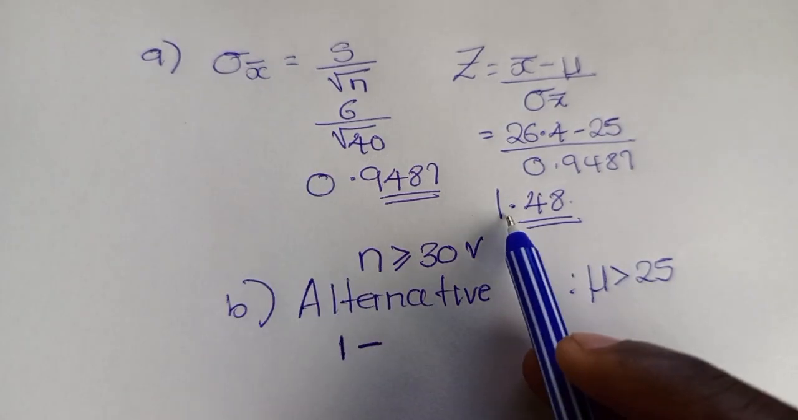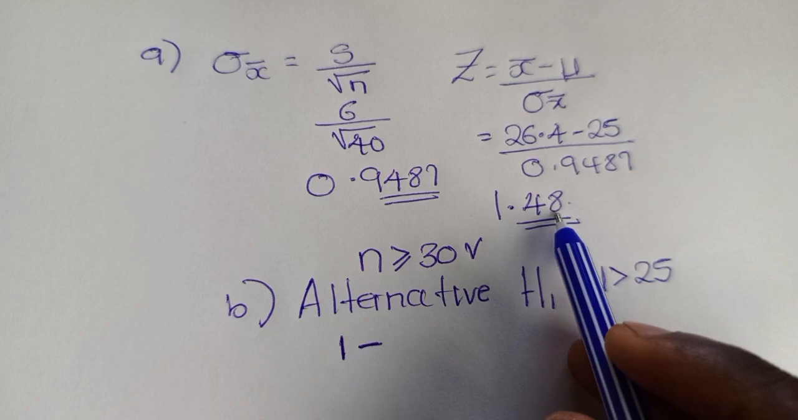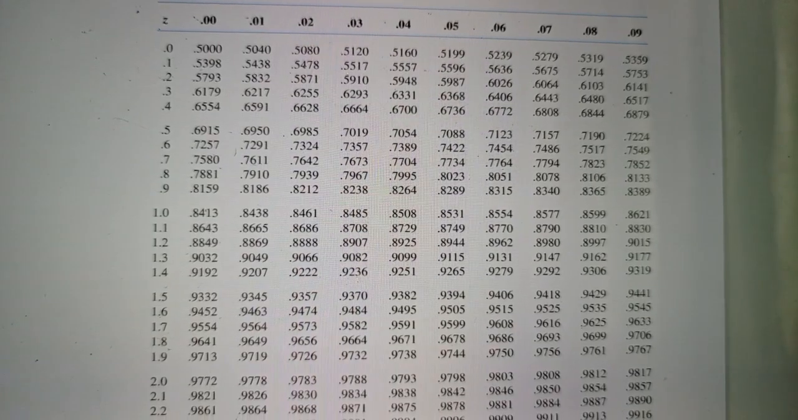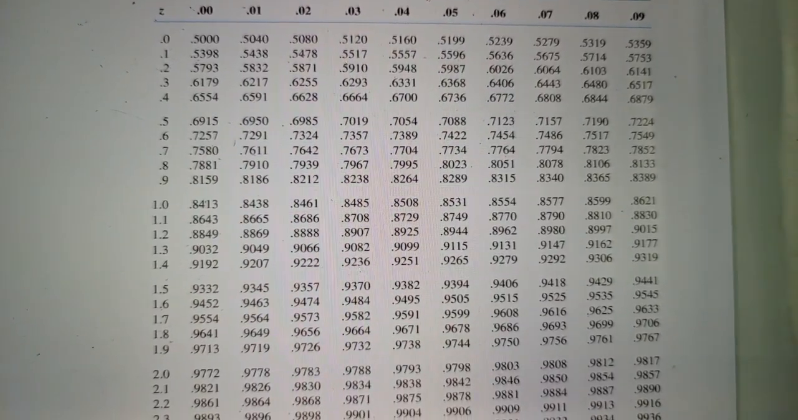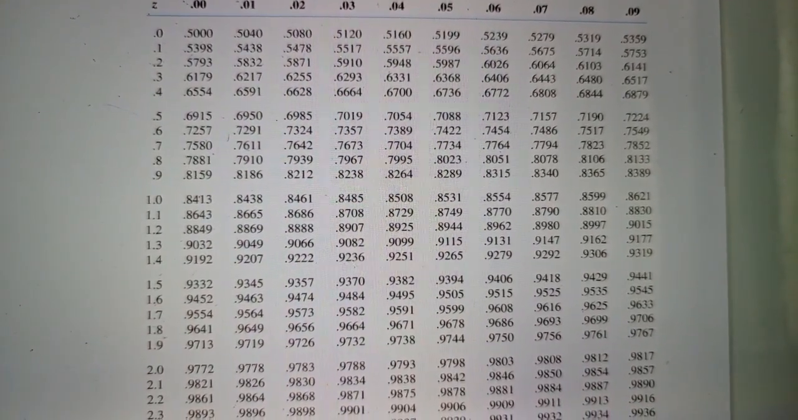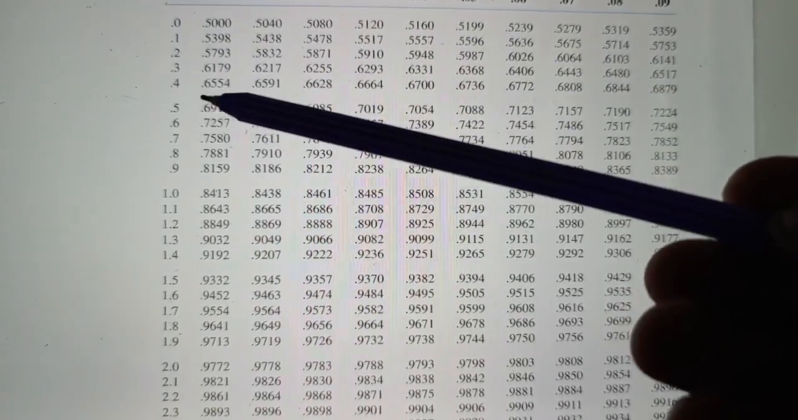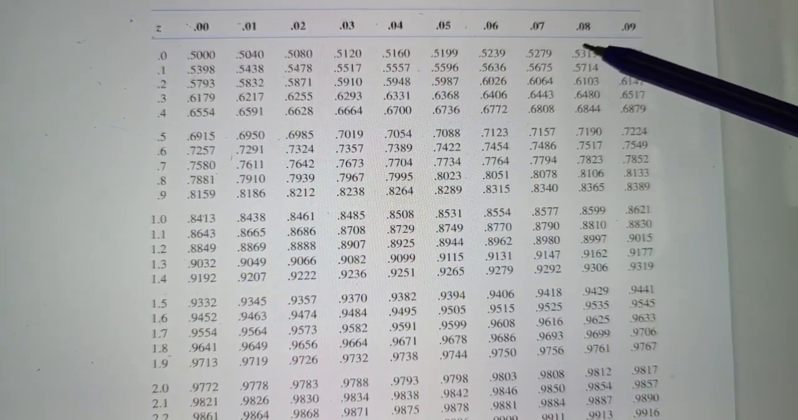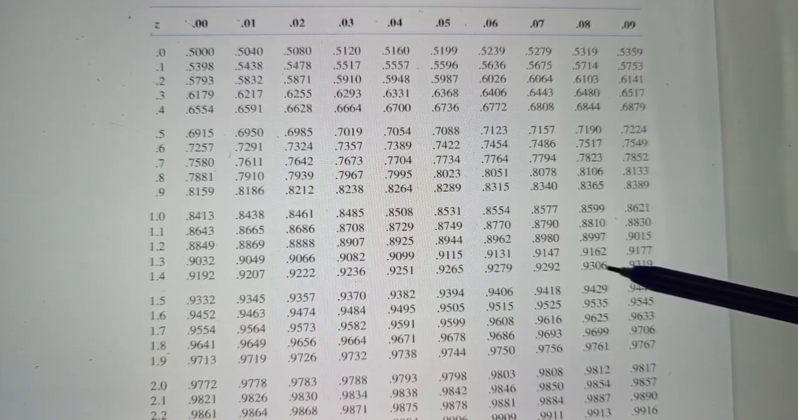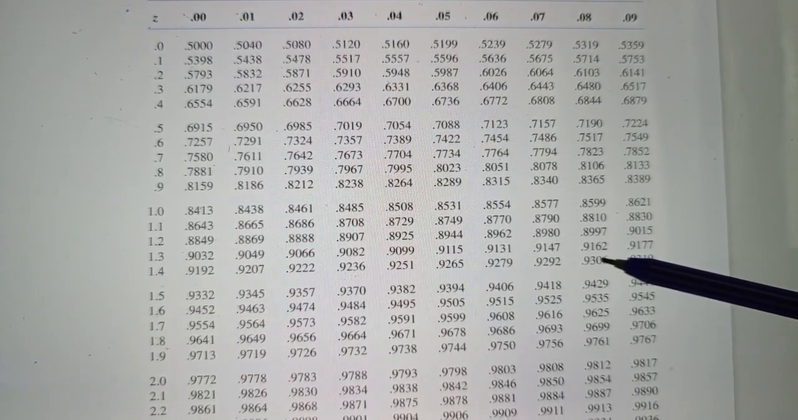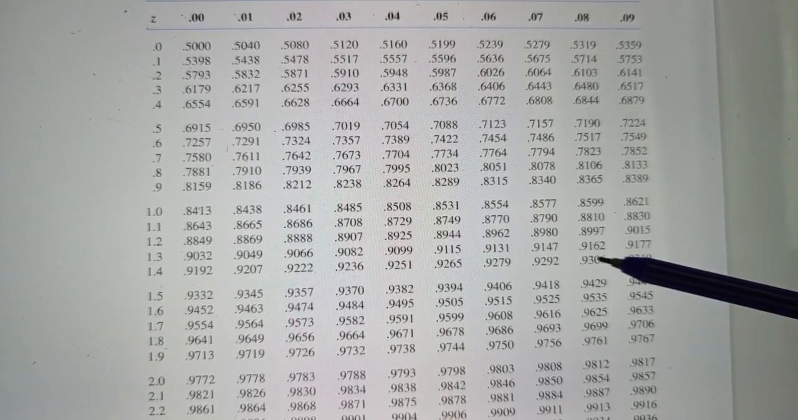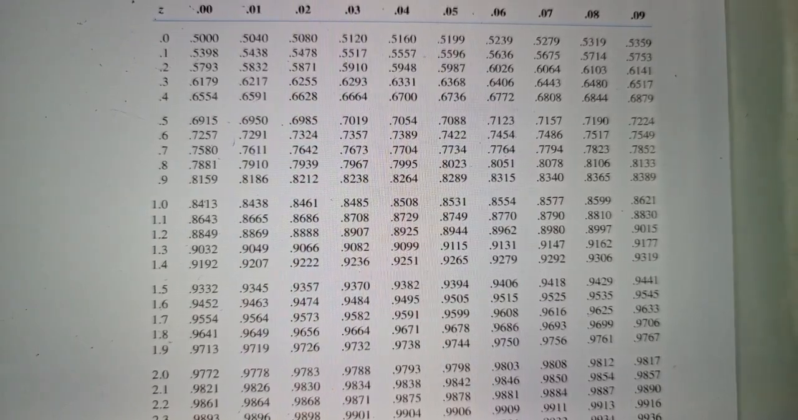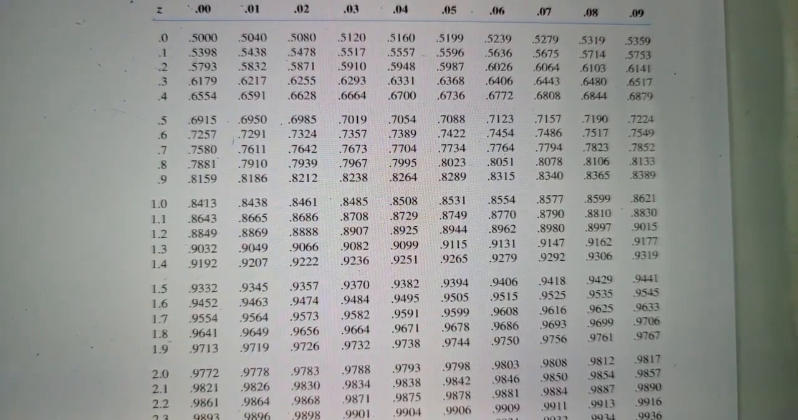So we will look for 1.48 on the normal distribution table. You go to the positive normal distribution table. 1 starts from here and 1.4 is here. So for 1.48, you come all the way to here. This is the probability that you have. You get this value and write it down, which is 0.9306.